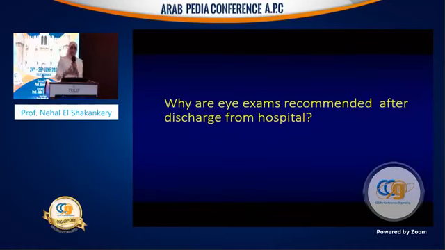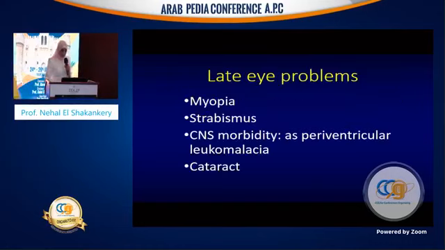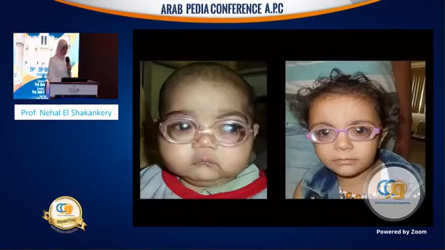If a preterm baby is to be discharged, why are eye exams recommended even after discharge from hospital? Every preterm baby, even if they're perfectly okay and going home, must be referred to a pediatric ophthalmologist because late eye problems may occur, and these include myopia. They may develop a very high myopia, unlike the conventional simple myopia, and it is present early in infancy.